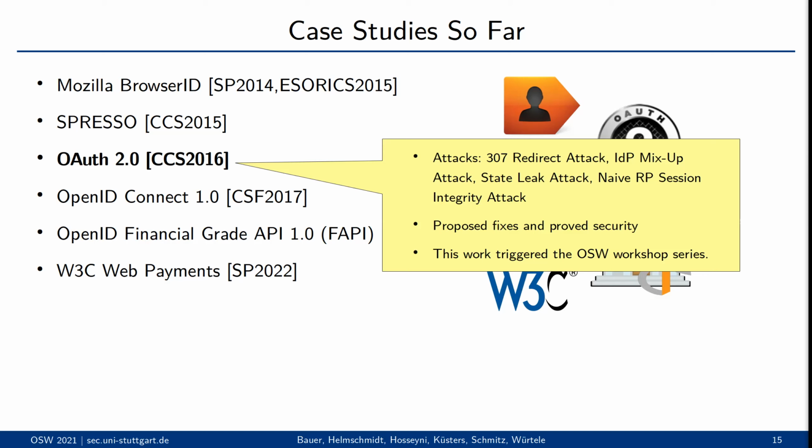So our group proposed fixes, and we were able to prove that the fixed protocol is secure within the WIM. And also the attacks were so severe that the working group decided to meet with our group, and this meeting was, well, the beginning of the OAuth security workshop, so essentially the 0th OSW.